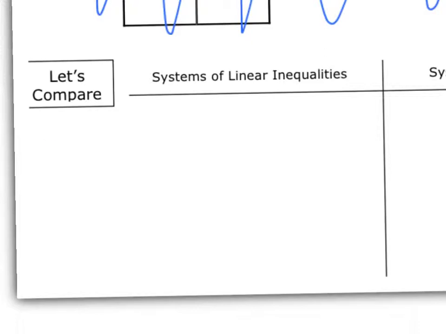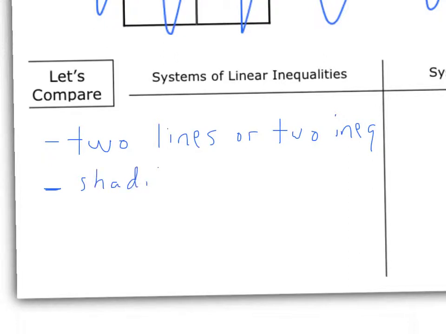When you have systems of inequalities, you're going to have 2 lines, or 2 inequalities. Second thing, you will have shading. You'll shade all the different values that make that inequality true.